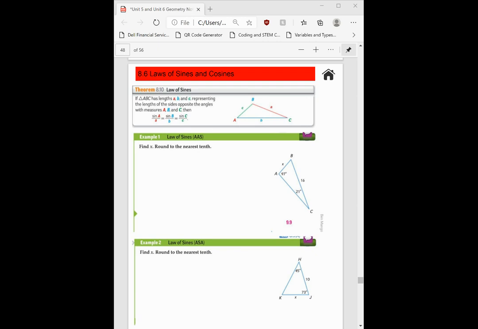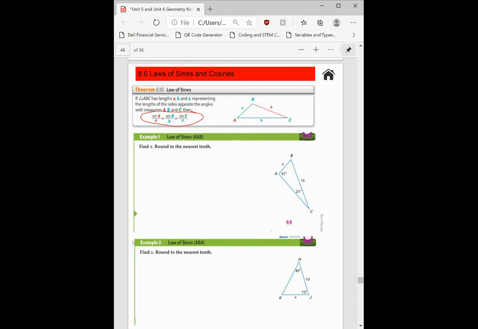Hi guys, we're going to start 8.6 notes, which is laws of sines and cosines. So let's look at the theorem, laws of sines. What we need to pay attention to is this part. So sine of A over a is equal to sine of B over b, which is equal to sine of C over c. Okay?